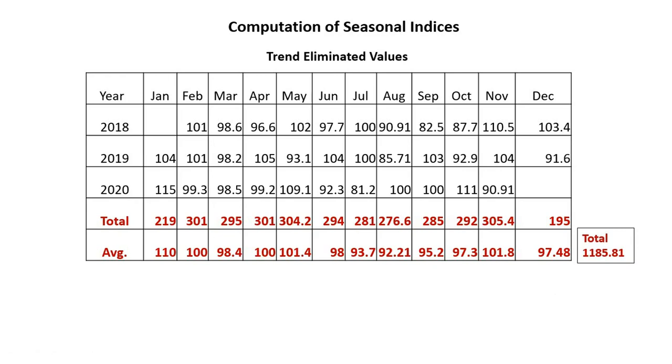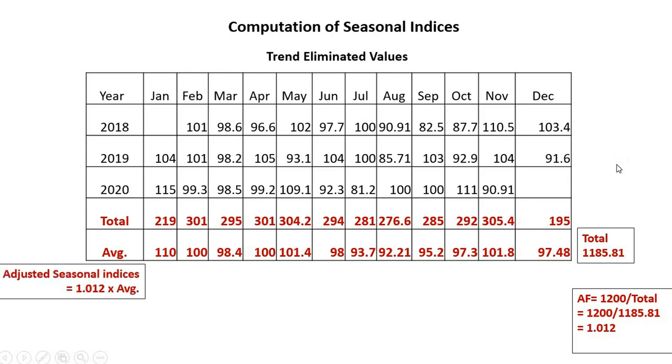Next, we take the total of these averages. So it comes to be 1185.81. And then we calculate an adjustment factor. Since our data is monthly, it is 1200 divided by the total. If we have quarterly data, it would be 400 divided by total. If we have, say, data on a 2 monthly basis, then it would be 600 divided by total, and so on for weekly data and daily data. So it's 1200 divided by total, and that is the adjustment factor, 1.012.